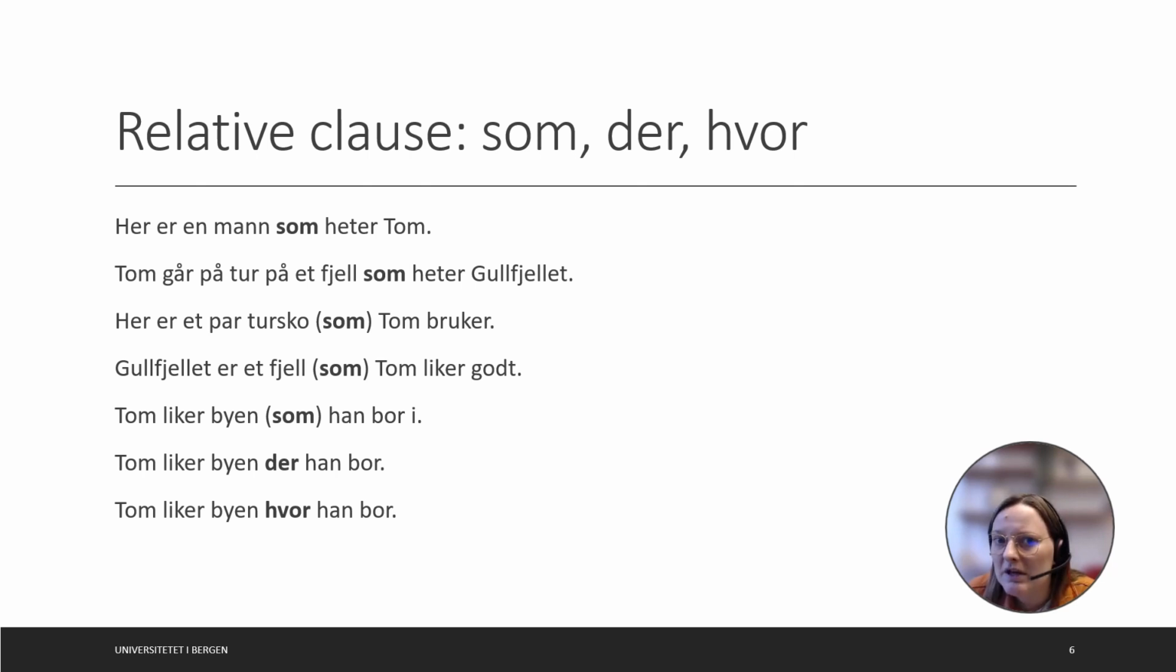Som can be omitted when it does not function as the subject in the new relative clause, which is the example in the third and fourth and also fifth example. Her et par tursko som Tom bruker, or her et par tursko Tom bruker. Here are a pair of hiking boots that Tom is using. Still, som Tom bruker, the relative clause is describing et par tursko, but since we have a subject in the relative clause, Tom, we don't have to say som explicitly.